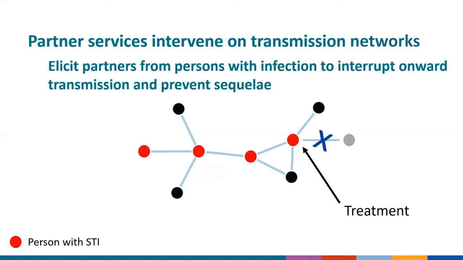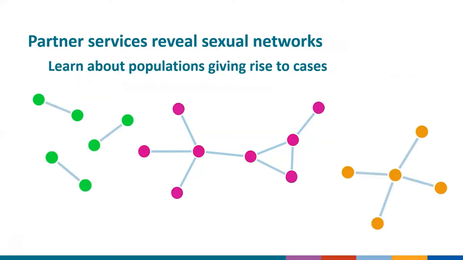As we identify new people who are positive, we try to provide treatment, and the hope is that with treatment, we are stopping any future transmission events. By trying to prevent future transmission events, Partner Services is intervening on the transmission network for an STI. In addition to trying to tap into a transmission network and break future transmission events, Partner Services are also helping us map out sexual networks.